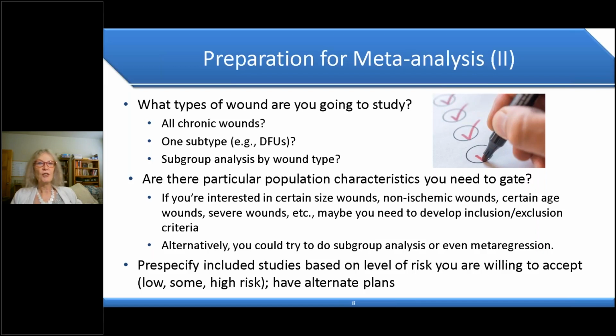And finally, think about what kinds of quality studies you want to include, your level of risk. In the Cochrane risk of bias analysis, there are 3 different flavors: low, some, and high risk. In theory, it would be nice to have just low risk studies. In practice, that almost never happens. So be sure in your overall homework, when you come up with your plan for meta-analysis, to have a plan B if you have very few or almost no low risk studies.